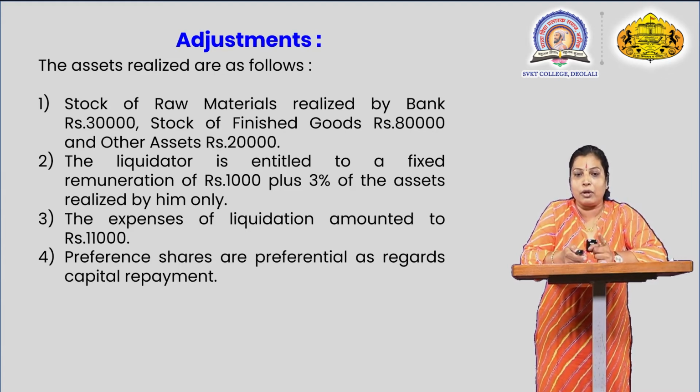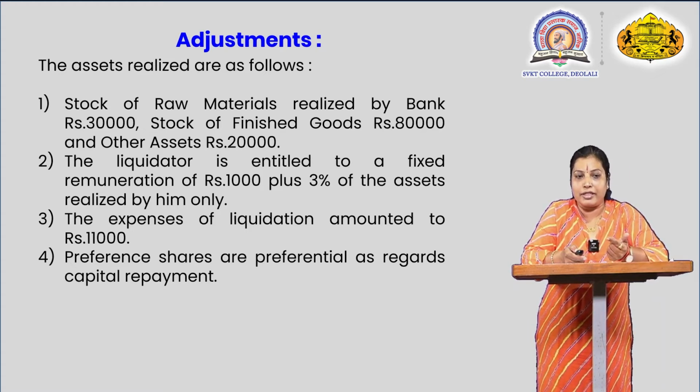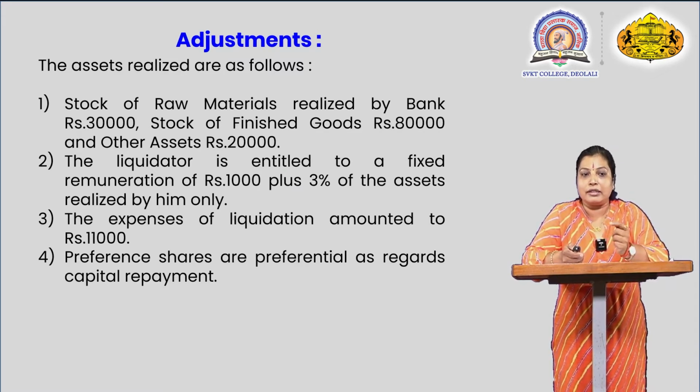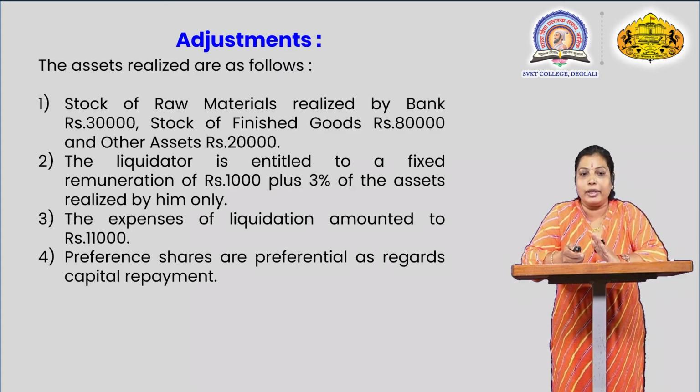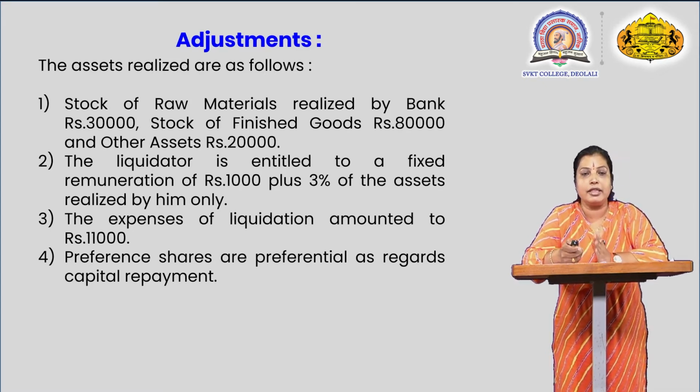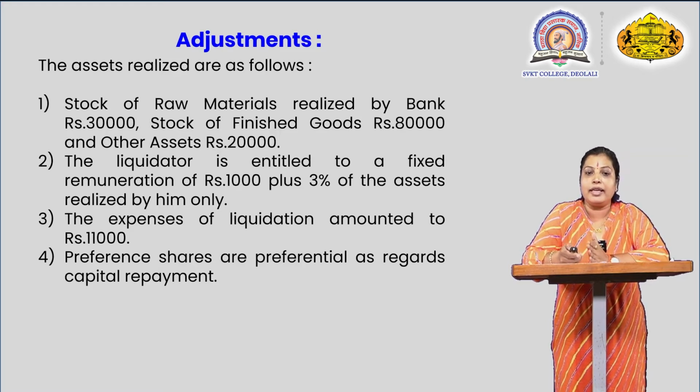"Him" is very important because in the above adjustment number 1 it is mentioned that the stock of raw material is realized by the bank, not by the liquidator. That's why the 30,000 is not included in the amount realized by him, the liquidator. It means the amount realized by the liquidator is 20,000 plus 80,000 equal to 1 lakh, and we can calculate the 3% only on 1 lakh.